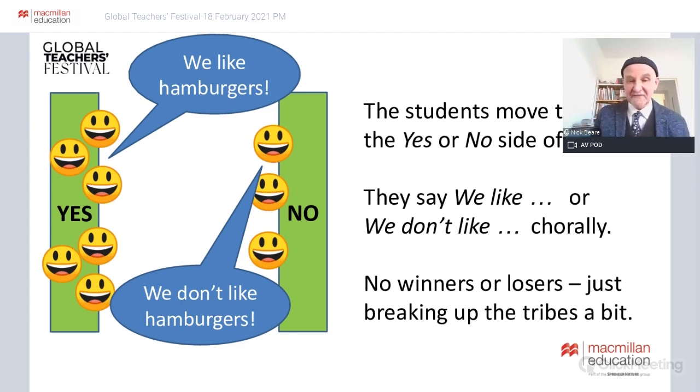Who likes Harry Potter books? Okay, and they all move yes or no, and then they all say chorally, we like Harry Potter, or we don't like Harry Potter, whatever. So you can choose anything that's relevant to them. The important bit is doing the choral talk so that they all get involved together.